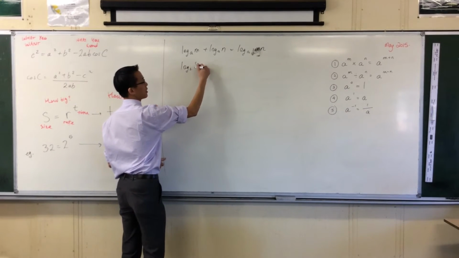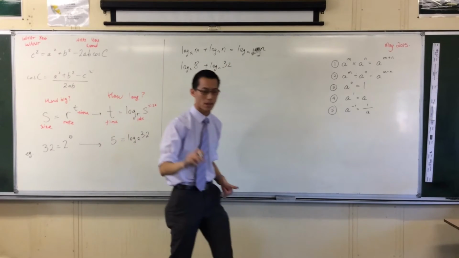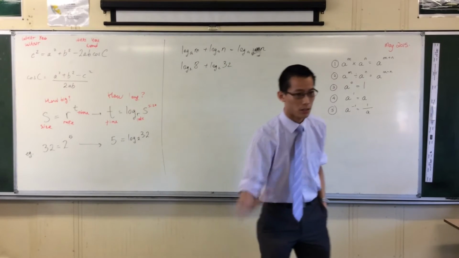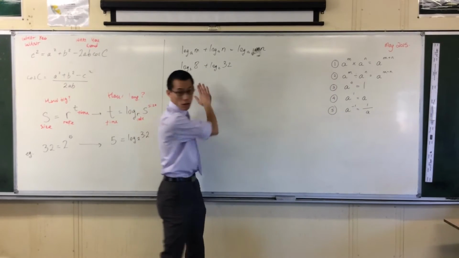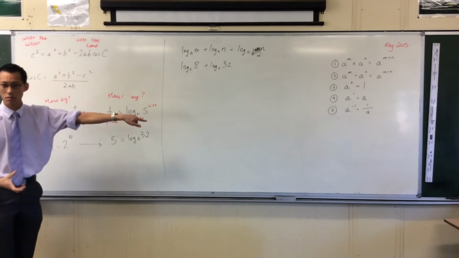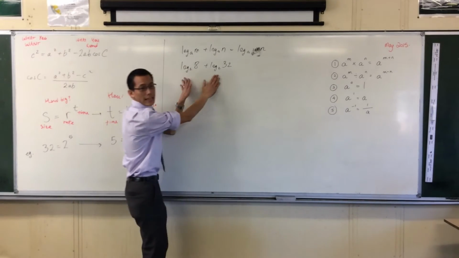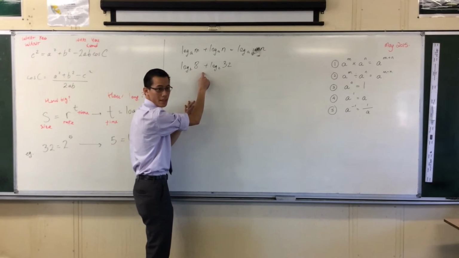If I say something like this, okay, stop. What does this mean? Logs are answering this question: how long? When you see a log, you should think that's a time. That's a duration. T equals that. So what I've got here are two different times. Two lengths of time, and I'm adding them together, right?